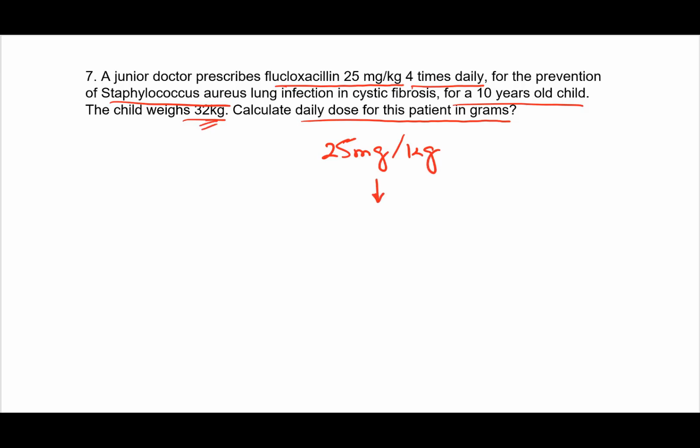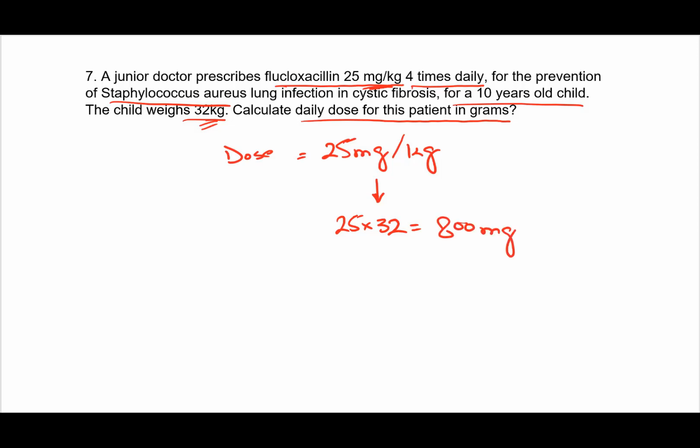And while I'm doing this, it just came to my mind to remind you that in some SPLE questions, you might be given the weight in pounds. The doses are calculated as milligrams per kg, so make sure that you are able to convert pounds into kg and then work out the dose if the weight is given in pounds. So 25 milligram per kg, weight of the patient is 32, so it's 25 multiplied by 32. The dose would be 800 milligrams.